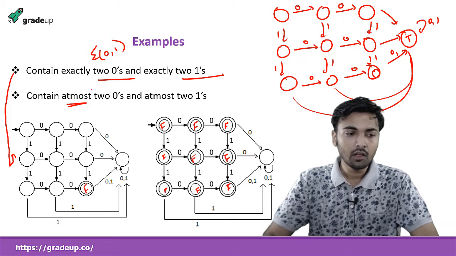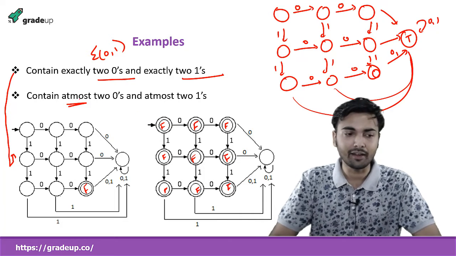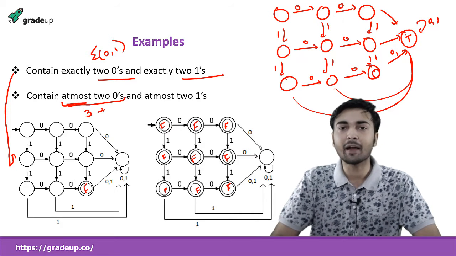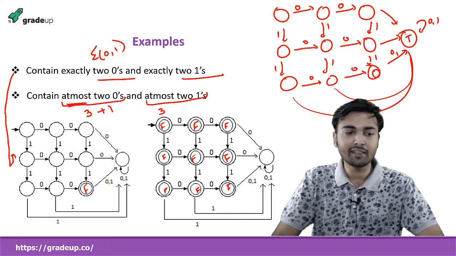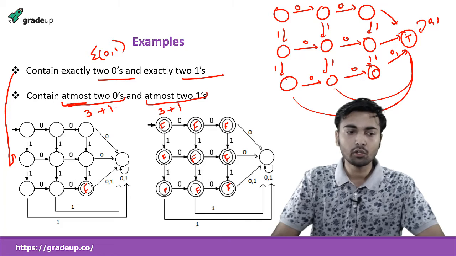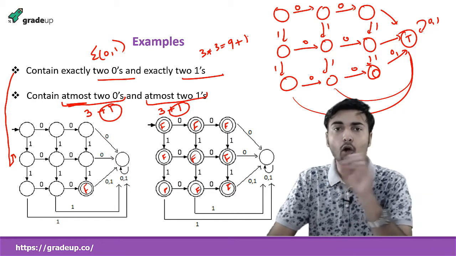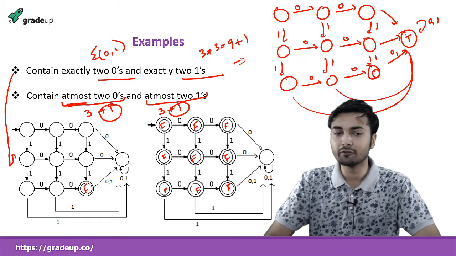See, if first method you draw the DFA, or for calculating the states, at most 2 zeros will contain 3 states and 1 trap. You know how to draw it. At most 2 ones will contain 3 states and 1 trap. So, don't consider the trap, consider the states. 3 into 3 will be 9 and combine all the traps in 1 trap. See, only 1 trap I have taken. So, the total states will be 10.